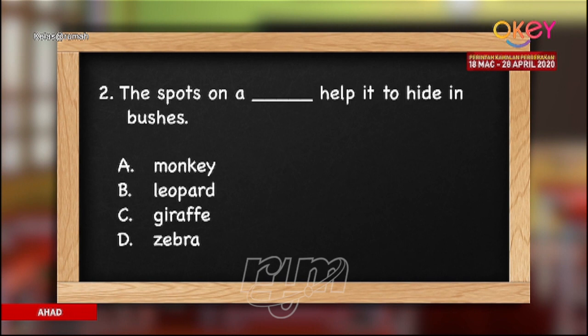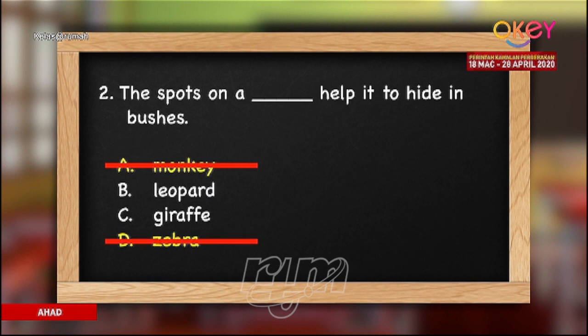Does a monkey have spots? No, a monkey doesn't have spots. So A is definitely not the answer. What about a zebra? What do we call those patterns on a zebra? They are not spots. We call them stripes. So D is also not the answer.